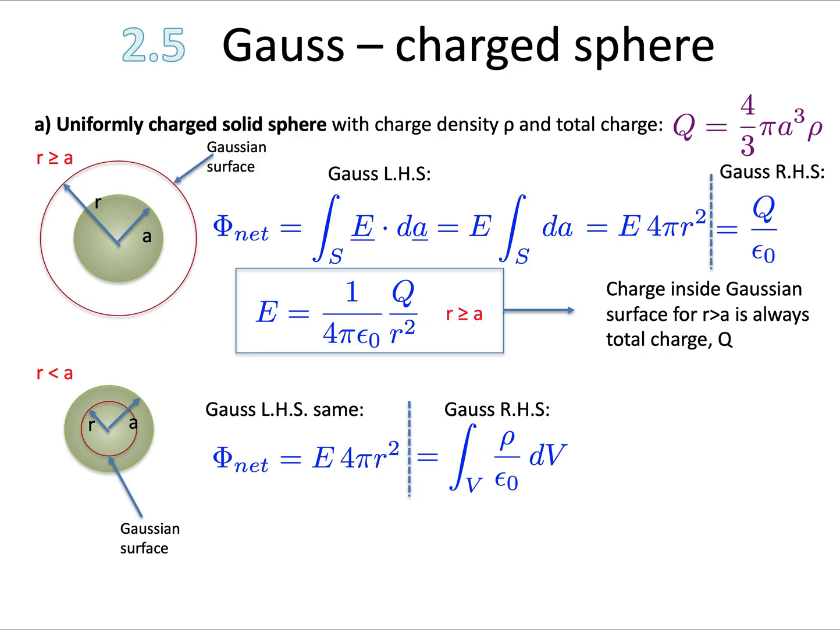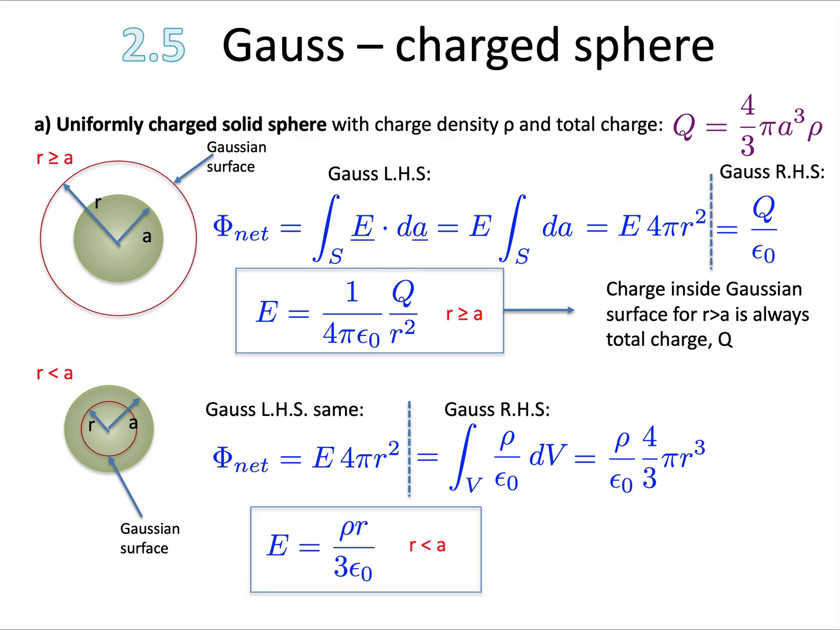In this case, as the charge density is the same everywhere, it can be brought out of the integral, and then integrating the volume up to the Gaussian surface gives 4/3 pi r cubed. Rearranging to find E then gives us this, for the case when the Gaussian surface radius is smaller than the radius of the solid sphere. The charge in this case does change with r.